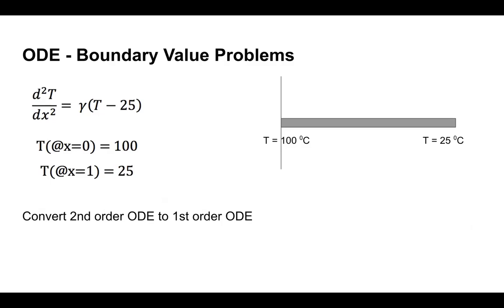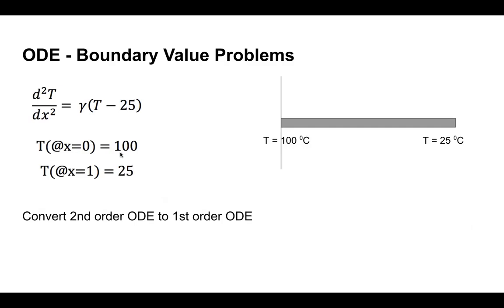Before going into our question specifically, I'll just give you an example. So imagine we have a system like this: d square T by dx square is equal to gamma times (T minus 25). Okay, see, the parameters are different. I'm not talking about the solution to that question that we have seen before. This is a totally different question. I just wanted to give you an idea of how to solve this.